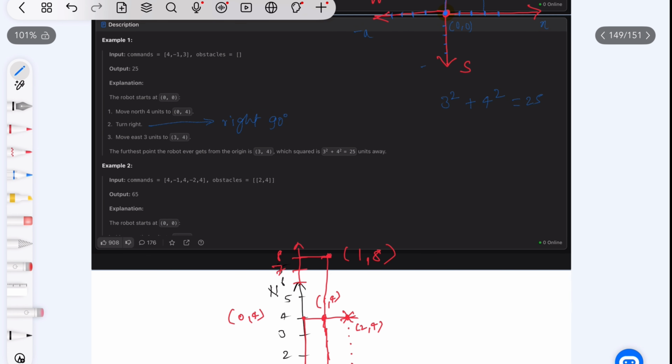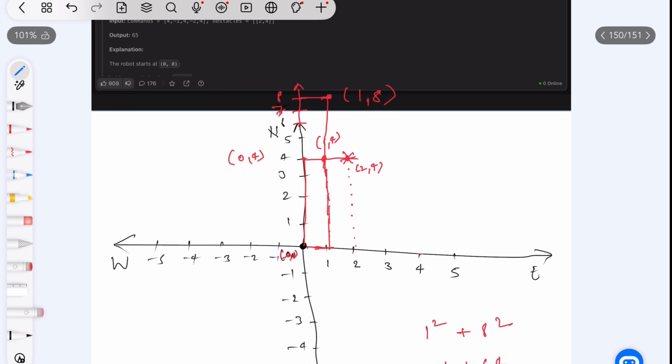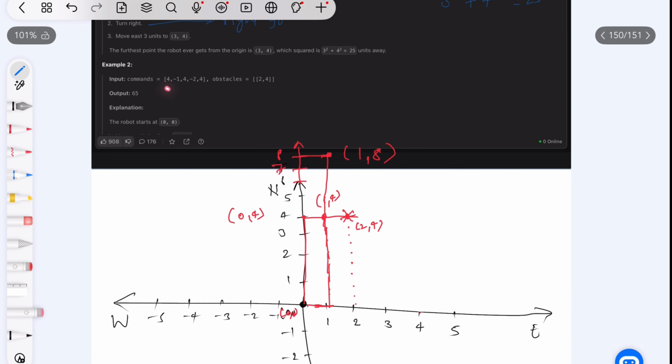Let's understand another example where we have an obstacle. The obstacle we have been given here is 2, 4. Let's suppose we have generated the xy plane, which is a coordinate system. We know that the robot starts from 0, 0, this position we are talking about, and it will move in the north direction. So very first you will start from 0, 0. Then it says we have to go 4 units, which means you will reach this position, the 4 position.